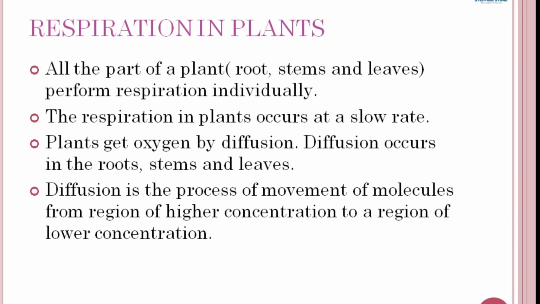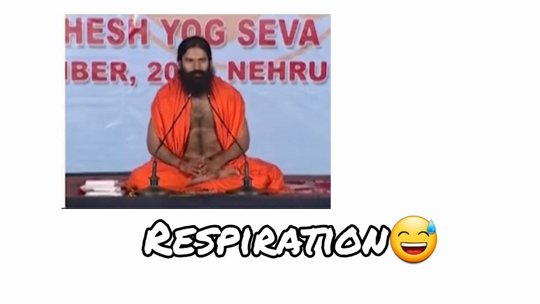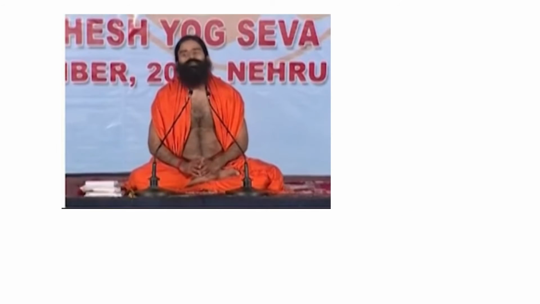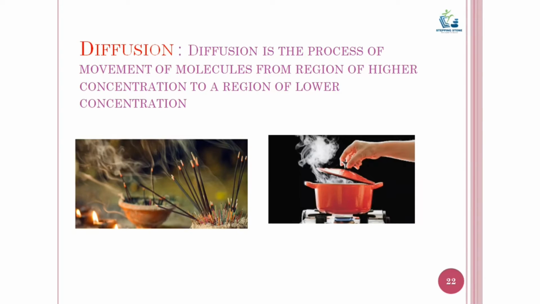What is diffusion? It is the process of movement of molecules from a region of higher concentration to a region of lower concentration. So we have learned that respiration in plants takes place due to the process of diffusion. Now let me give an overview of the process of diffusion. It is the process of movement of molecules from region of higher concentration to a region of lower concentration.